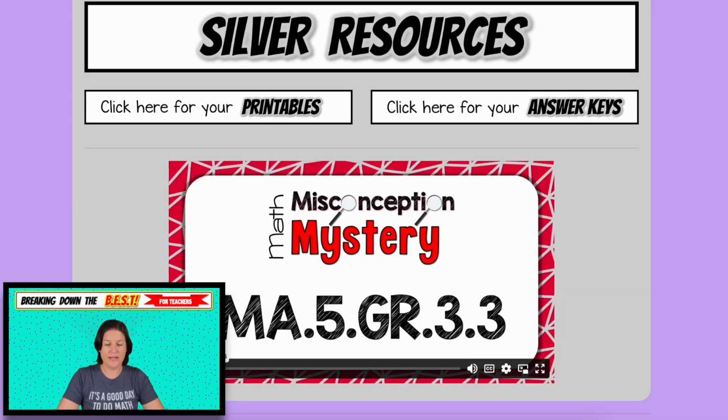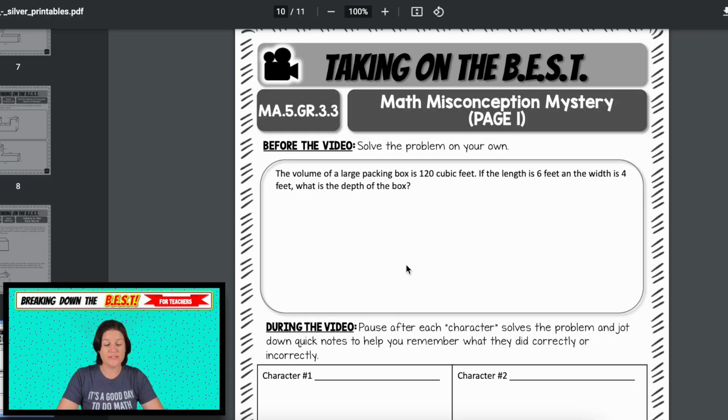You just click play and I will guide your students through the entire process. First, instructing them to solve this problem, which says the volume of a large packing box is 120 cubic feet. If the length is 6 feet and the width is 4 feet, what is the depth of the box?